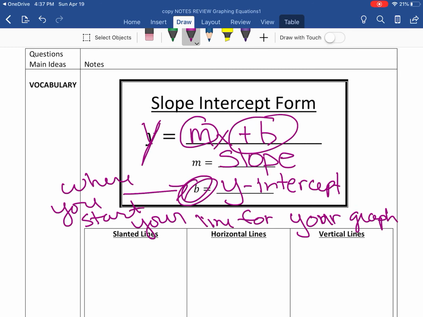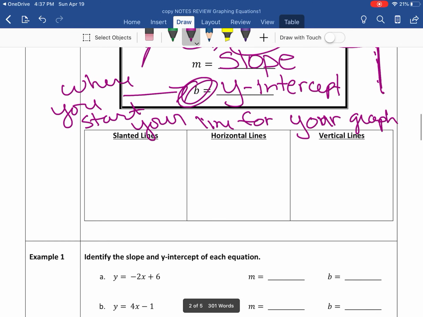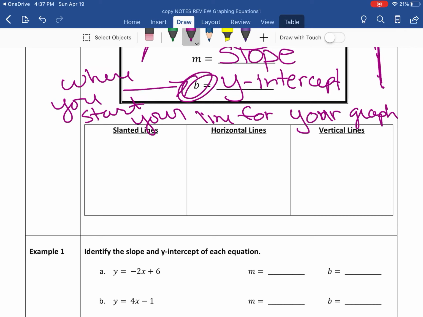Okay? So whatever this is, that's where you'll put your pencil on the y axis. That's where you will always start. Some point along here is where you will start your linear equation when it's y equals mx plus b. Okay? And some different things that you'll be seeing when we graph these, we'll have slanted lines, whether they're going this way, which would be a positive slope, or maybe they're going this way, that would be a negative slope.